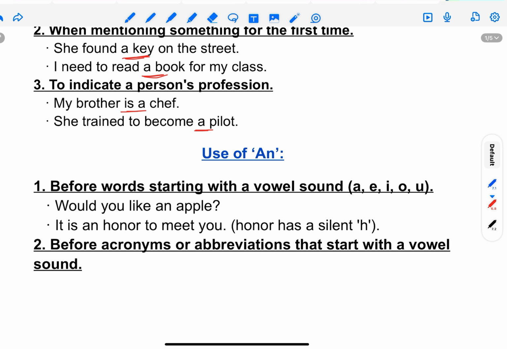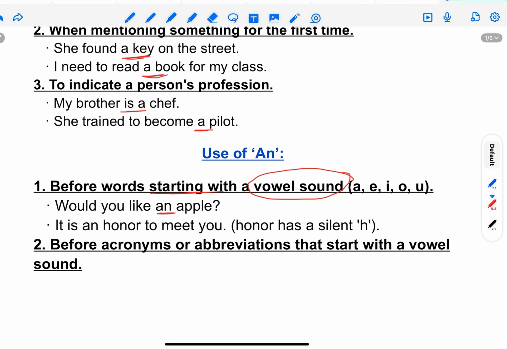Use of article an. So when do we use article an? It is used before words starting with a vowel sound. Again, we are talking about sound, not letter. A, E, I, O, U are vowel letters, not sounds. In English we have 22 vowel sounds, but only 5 vowel letters. So, would you like an apple? Since apple starts with a vowel sound, an apple.